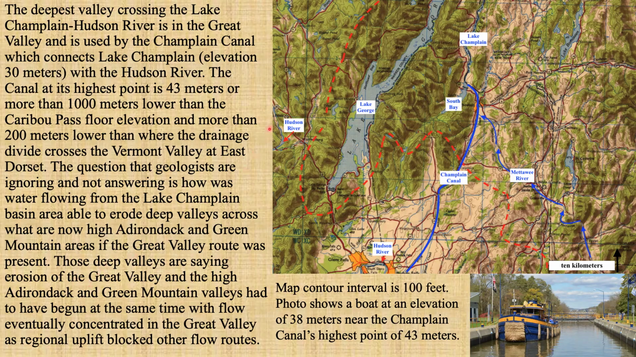Now, coming to the Great Valley, which is between the Adirondack Mountains and the Green Mountains, here we've got the Adirondack Mountains over here, the Green Mountains. The contour interval here is again 100 feet, and the red dashed line here is showing the drainage divide between Lake Champlain and the Hudson River. And this is the Mettawee River. We saw it earlier. It starts out almost in the Vermont Valley, and it comes up here to join the southern end of Lake Champlain near Whitehall, New York.